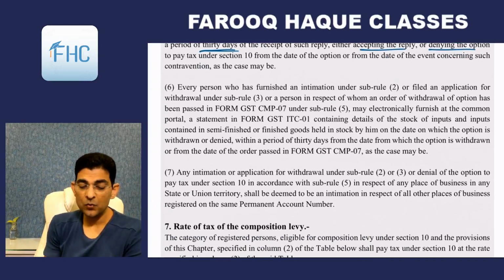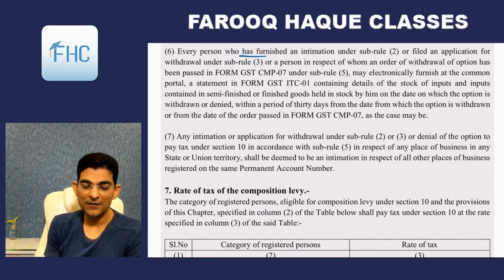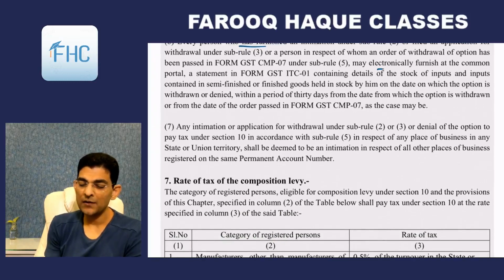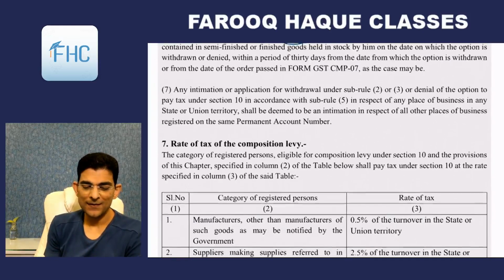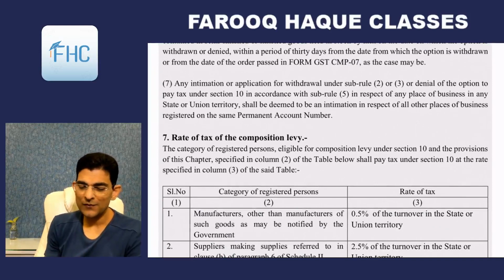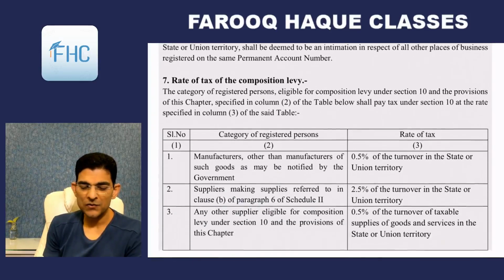And every person who has furnished an intimation under 2 and filed an application, so on and so forth, electronic, that is of no use. You have to give the stock statement and all in ITC 1. May electronically furnish on the common portal ITC 1. This you will understand in ITC chapter, so I am leaving it right now. You can leave it right now. You will not understand anything right now. And so those are all the finer points, nothing much.